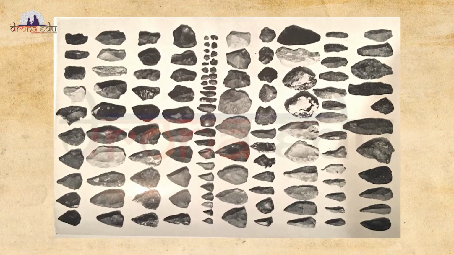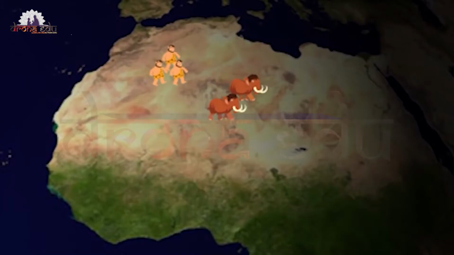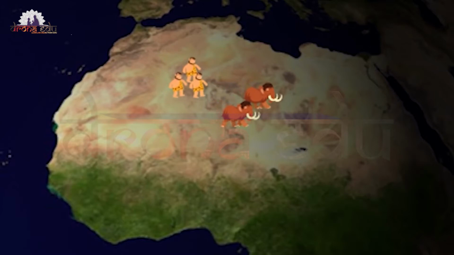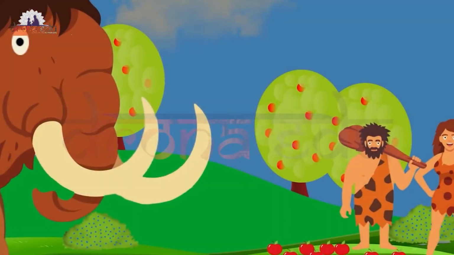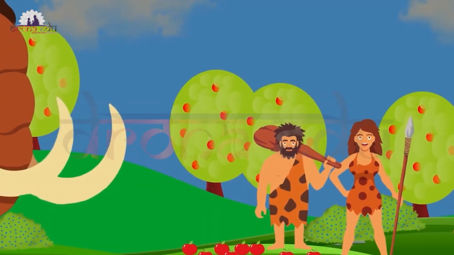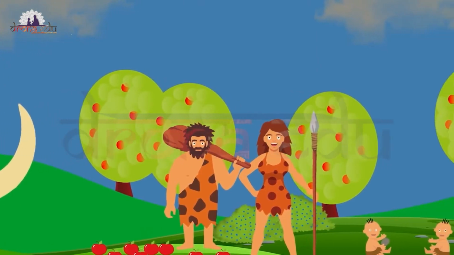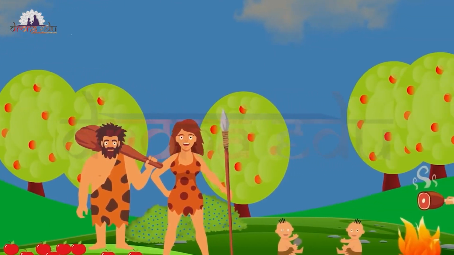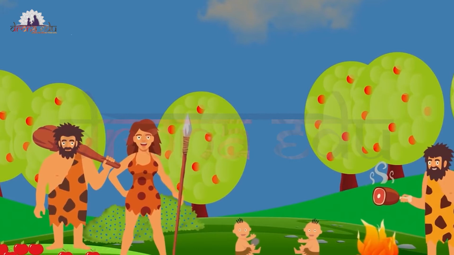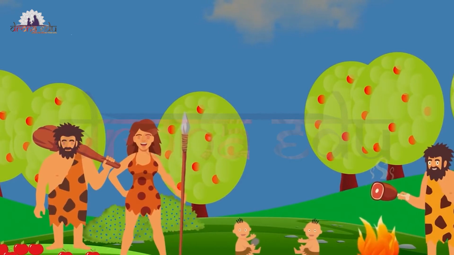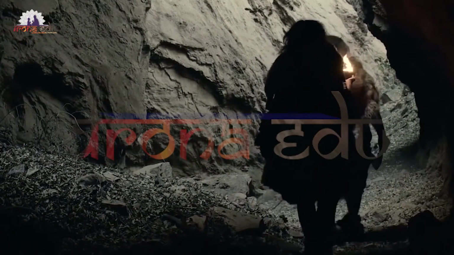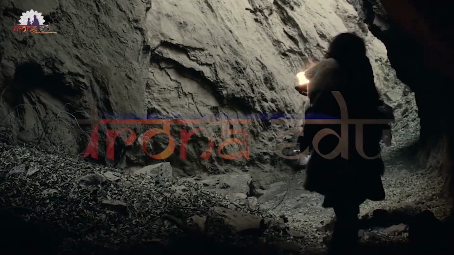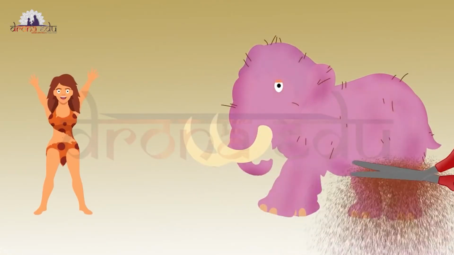So these small tools were fixed to a wooden handle and used as spears while hunting. They also gathered wild nuts because food was not available continuously. So many times they had to endure their hunger. However, they found a way.